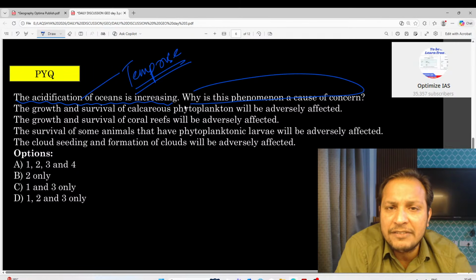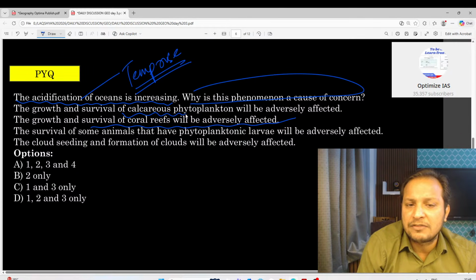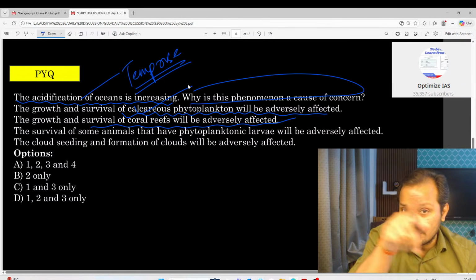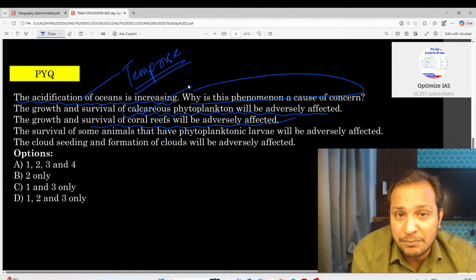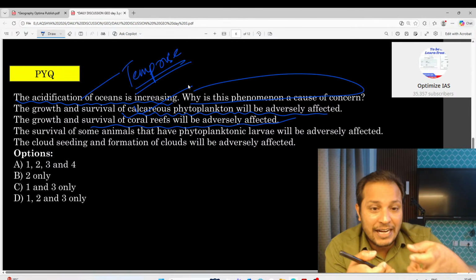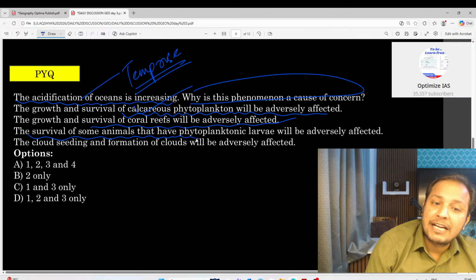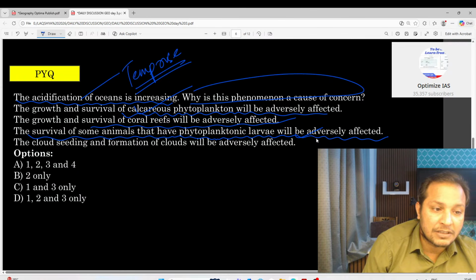Obviously, guys, coral reefs will get adversely impacted. The growth and survival of calcareous phytoplanktons will also get impacted. Calcareous, calcium, that will also get impacted, because once it is acidic, the calcium will not react. Third, the survival of some animals that have phytoplankton larvae will be adversely affected. Yes, this is also correct.